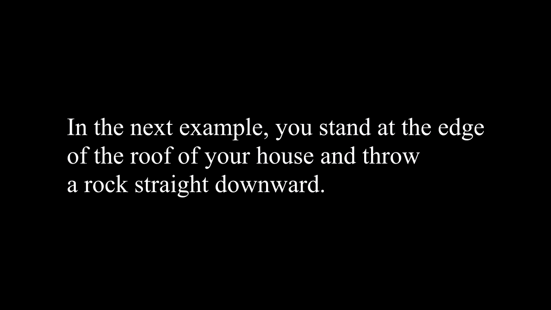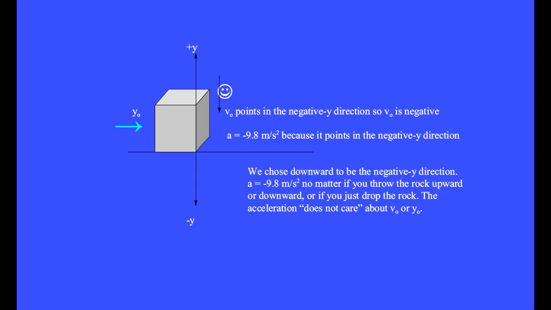In the next example, you stand at the edge of the roof of your house and throw a rock straight downward. Here is your house. We'll choose to put the y-axis with positive y upward and negative y downward. The initial y position, y sub 0, is at the height of the house and positive. The initial velocity, v sub 0, points in the negative y direction, so v sub 0 is negative.